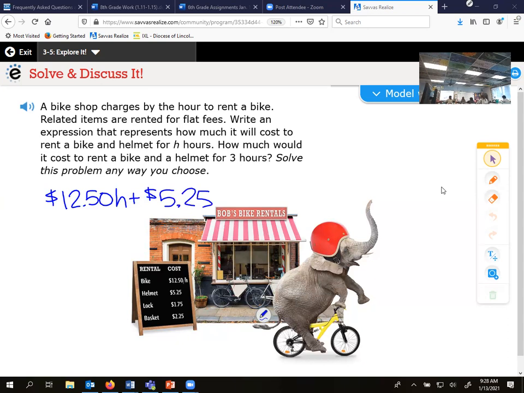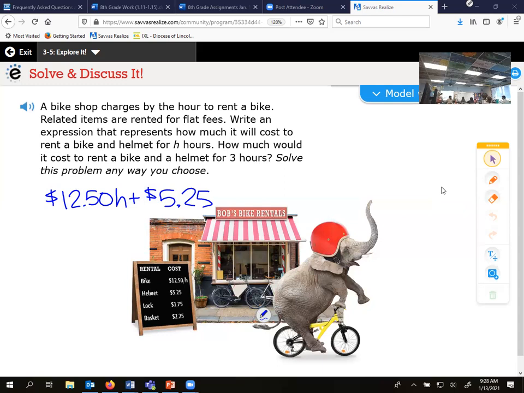Okay, you could have written $5.25 plus $12.50 times 8. But I'll tell you, they typically put the part with the variable first, and then the constant after. Also, the problem said bike and then helmet. So this actually describes the bike and then the helmet. So just following the order. Okay, so that's the first part.